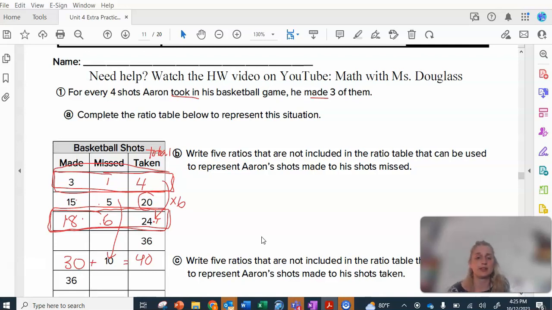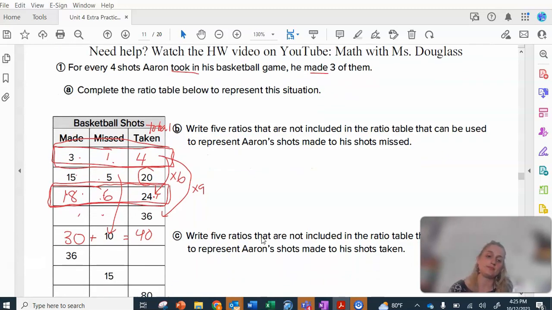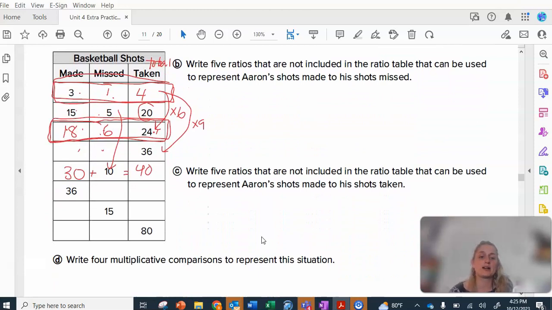Yes, it does. But maybe you're here going 4 times what number equals 36? Oh, times 9. So then you'll fill in these other 2 boxes based on your 3 times 9 and your 1 times 9. And then we have a box that's right here.